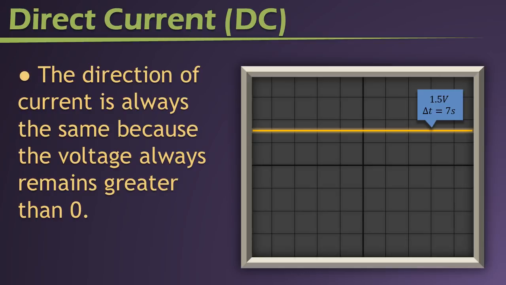Now, direct current can also work in the other direction, as it can also work as a consistently negative voltage. So if it was below the 0 volt line for the entire time, so if it was down here somewhere for the entire time, that is still direct current. It's just flowing in the opposite direction.